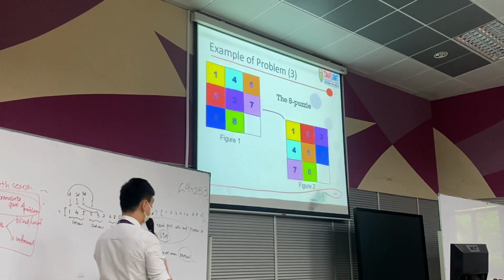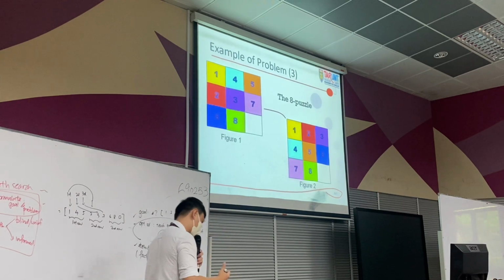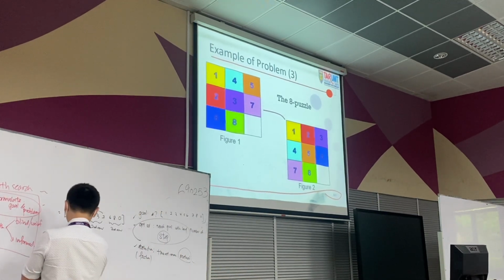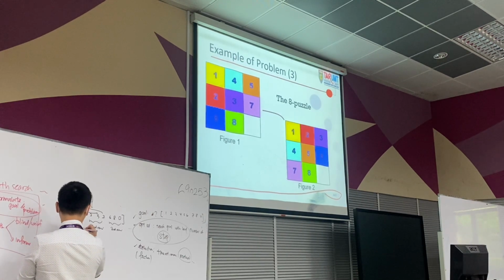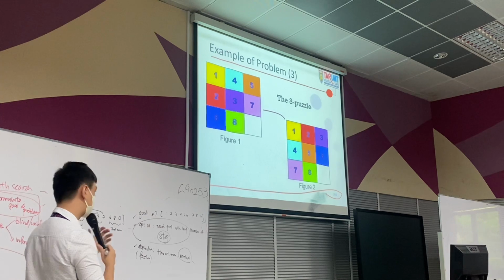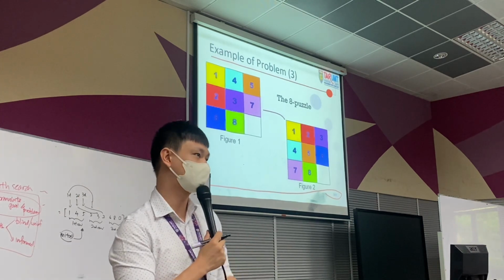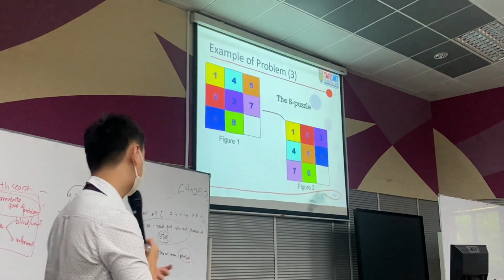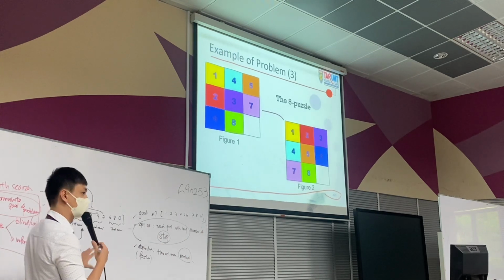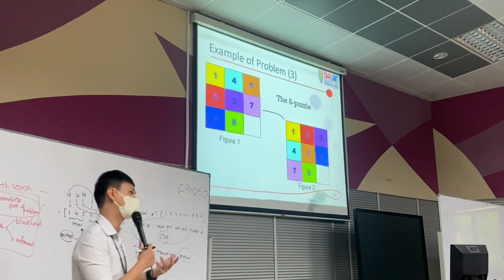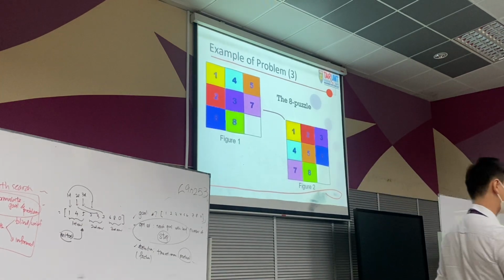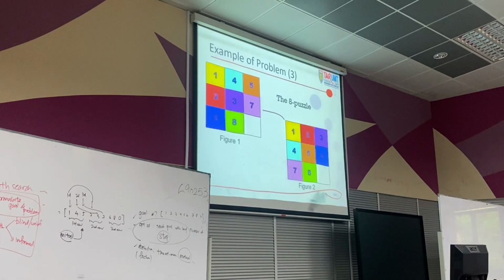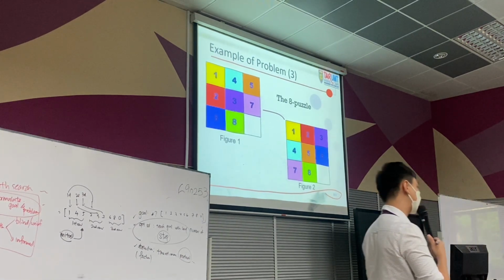So what is problem formulation, right? We have an initial state. So this is the initial state: 1, 4, 5, 2, 3, 7, 6, 8, 0. Okay, so what else? What are the elements in problem formulation? Yeah, Brenda. What other elements are inside?